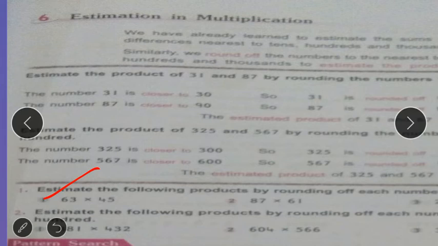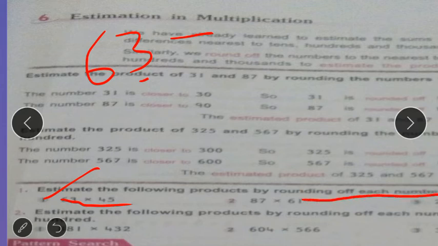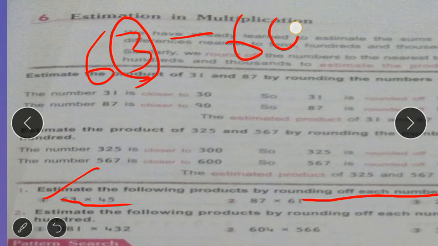So here, first question, one more question I am explaining, that is 63 multiply 45. Estimating the value: see, it is rounding each number to the nearest tens. So in this number you have to see the ones place. In 63, the 3 is less than 5, so 63 rounds off to 60. And 45, the 5 is 5, so you have to go forward, it will be 50.